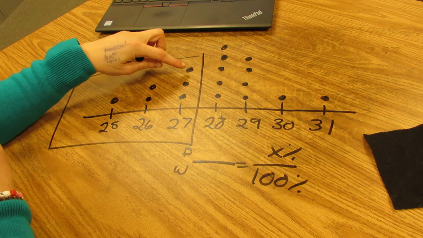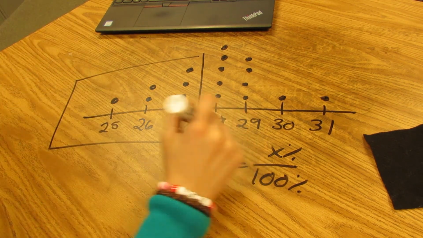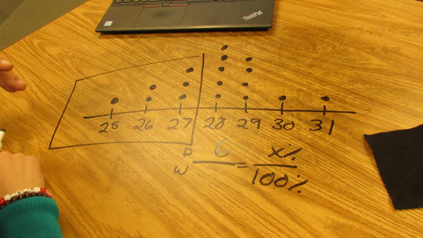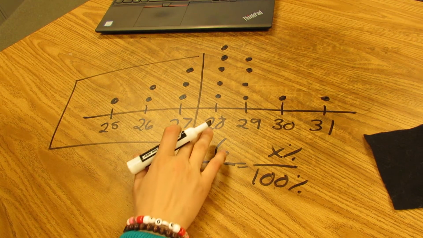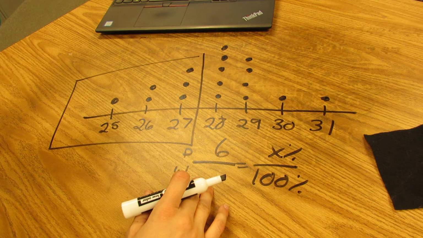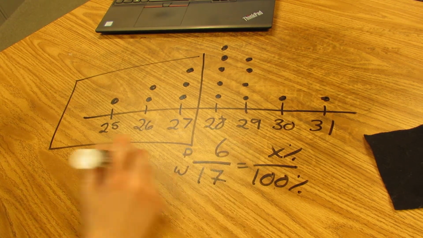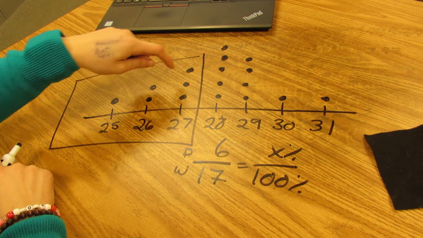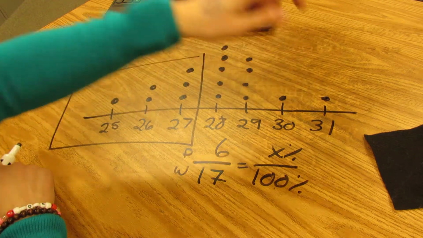So I'm going to count. I have 1, 2, 3, 4, 5, 6. 6 out of the total boxes have 27 or less. Now I need to find the whole. That means the total amount of boxes that were surveyed. I'm sorry, again, another blank. There we go. And there were 17 boxes. Okay, that means 1, 2, 3, 4, 5, 6, 7, 8, 9, 10, 11, 12, 13, 14, 15, 16, 17.